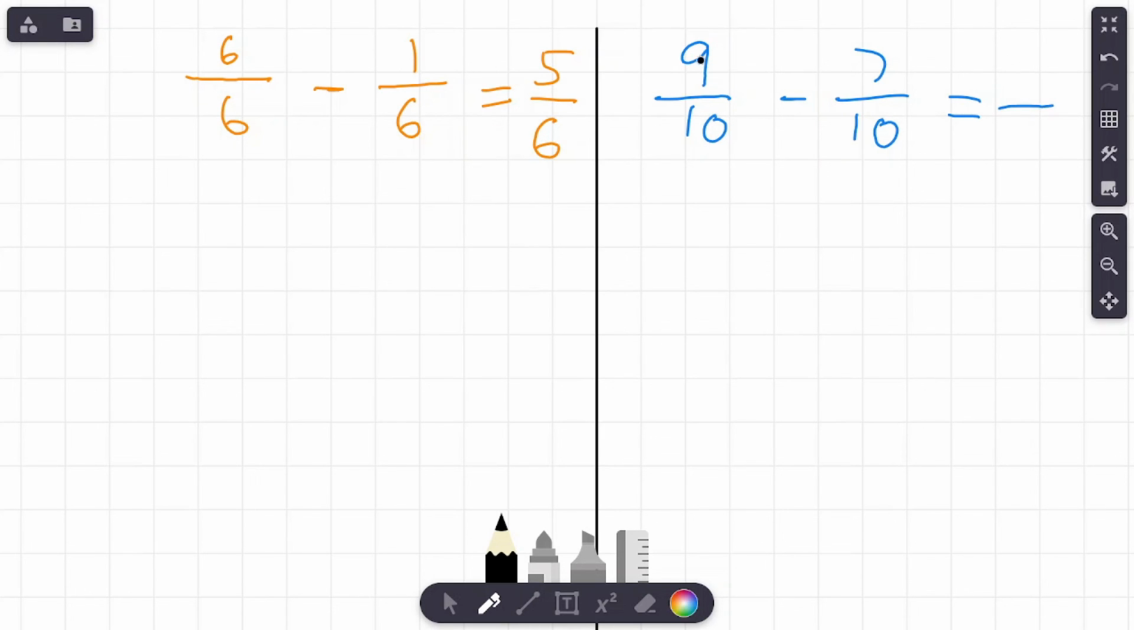Subtract the numerators. 9 minus 7. Let me think. 9 minus 7 should give us 2. Do not subtract the denominators. Did you get this image, 2/10, when you pictured it in your head? 9/10 minus 7/10 would equal 2/10.